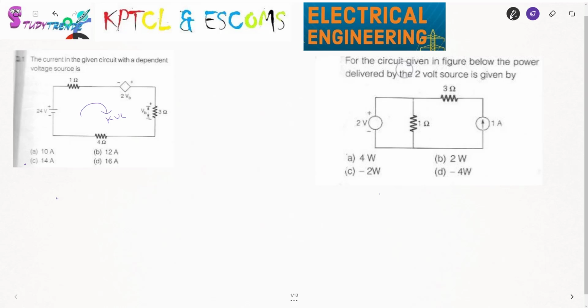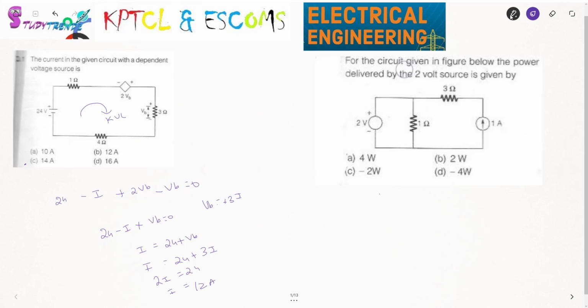We use KVL here: 24 volt minus I, because current through 1 amp, then plus 2 VB, then minus VB is equal to 0. 24 minus I plus VB is equal to 0, I is equal to 24 plus VB, and VB is equal to plus 3I. So I is equal to 24 plus 3I, when it comes this side, 2I is equal to 24, I is equal to 12 amperes.